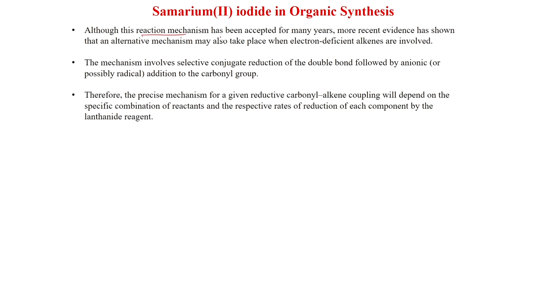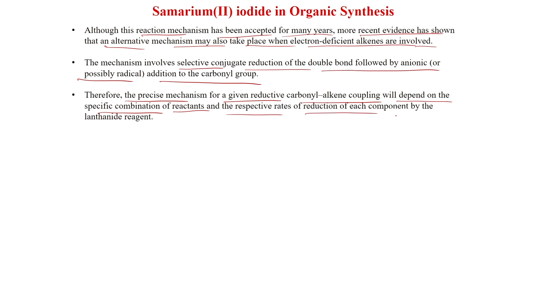Although this reaction mechanism has been accepted for many years, more recent evidence has shown that an alternative mechanism may also take place when electron deficient alkenes are involved. So, here this is the other way, here the olefin is first. The mechanism involves selective conjugate reduction of the double bond followed by anionic or possibly radical addition to the carbonyl group. Therefore, the precise mechanism for a given reductive carbonyl alkene coupling will depend on the specific combination of reactants and the respective rates of reduction of each component by the lanthanide reagent.